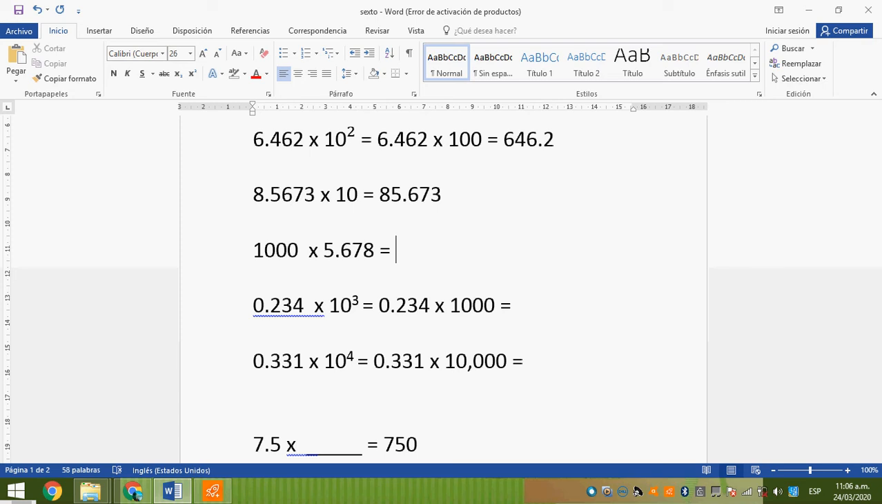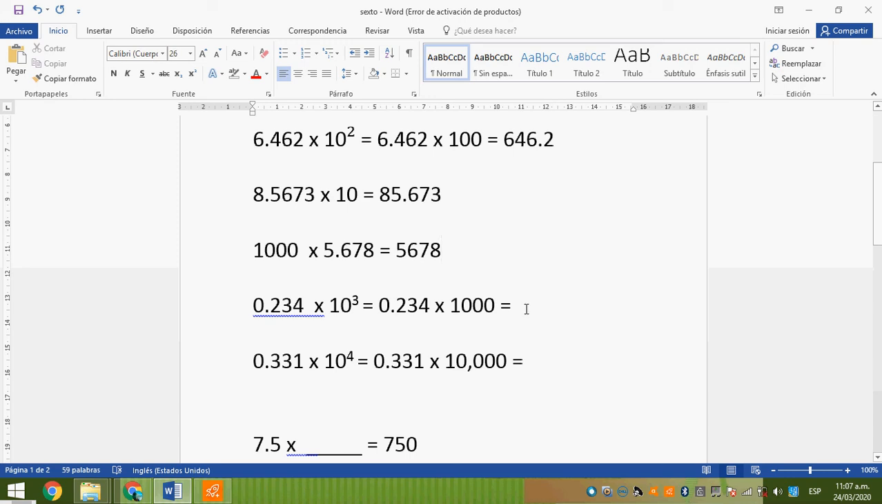The 1000 has 3 zeros. That means I need to move my decimal point 3 spaces to the right. If I move 3 spaces, my decimal point is going to be at the end, after the 8. So my answer is going to be like this. We don't put the decimal point. When my decimal point is at the very end, it's not necessary to put the decimal point. So my answer is like this, 5,678.